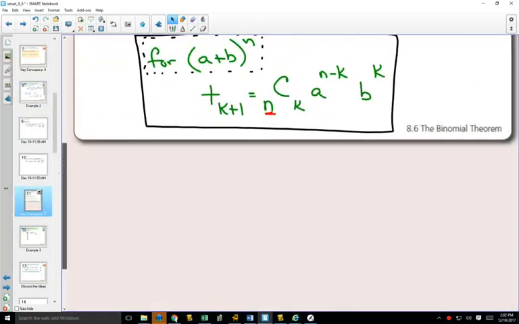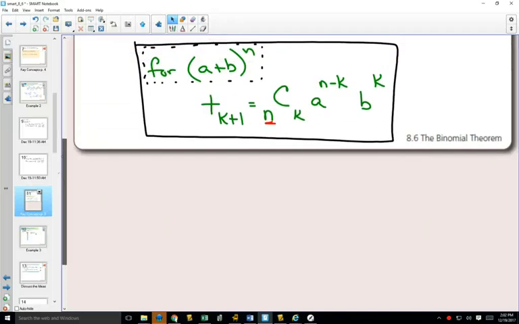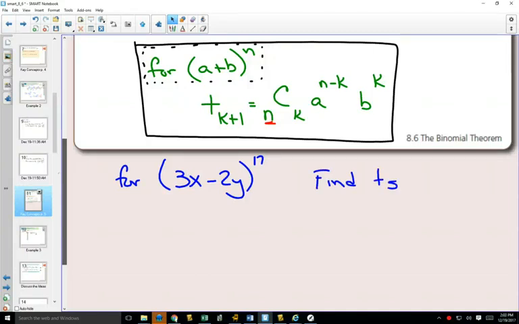Scroll this up so you can write that down. So if you had (3x − 2y)^17, and you wanted to find term 5, one thing this formula tells you is that whichever term you're finding, term 5, what's the value of k then? It's always going to be 1 less. Because if I want to find term 5, and the formula works for term k plus 1, then k would have to be 4 in order for me to find term 5.